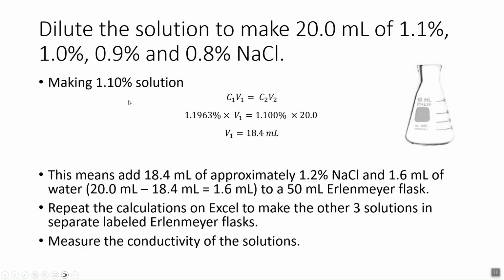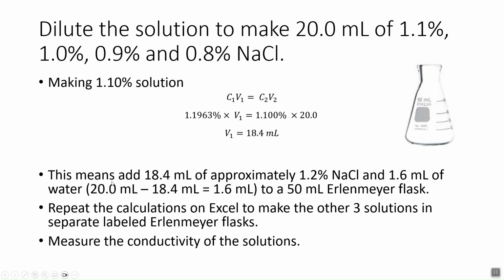V1 is the variable. How much of the 1.2% solution do I need to add to make 20 milliliters of a 1.1% solution? C2, the concentration you're looking for, in this case is 1.1%, but you're going to have to repeat this for 0.9 and 0.8. And the volume is 20 milliliters. I missed the unit there. That should say 20 milliliters. I think I just forgot to copy it. All right, and when you do that, you get V1 equals 18.4 milliliters.